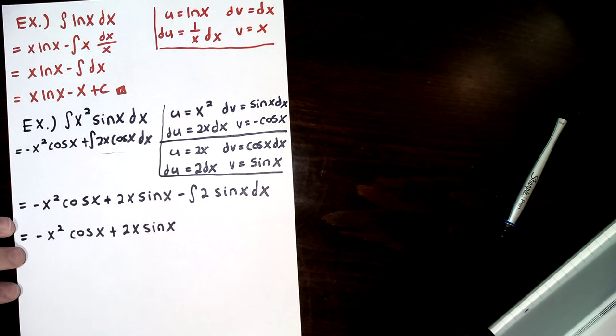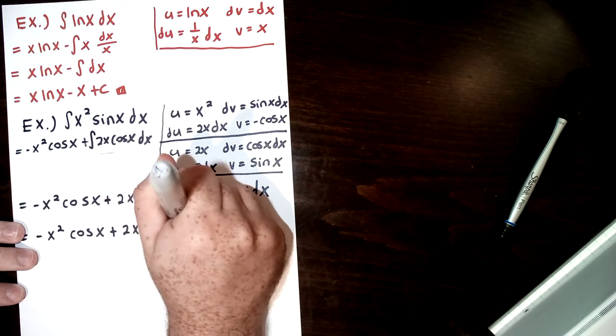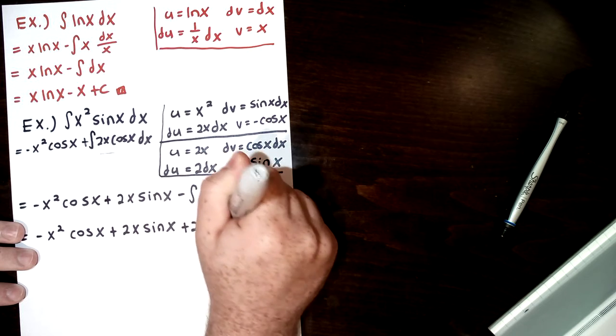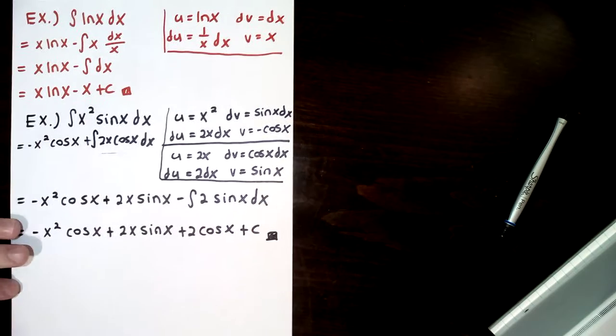And now think, the derivative of which function is equal to 2 sine x? Well, really all this is going to be is 2 cosine x. Plus our constant. And here is our answer.